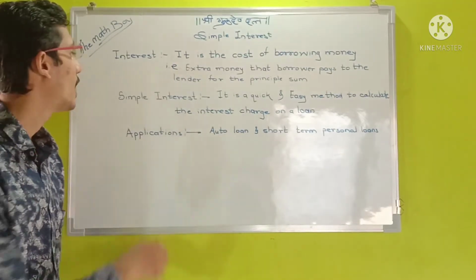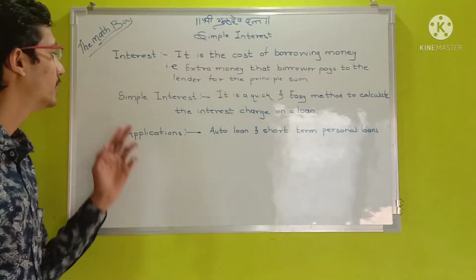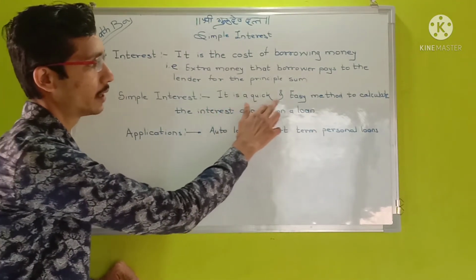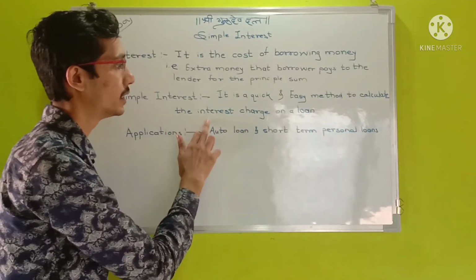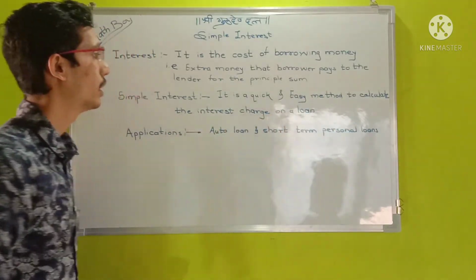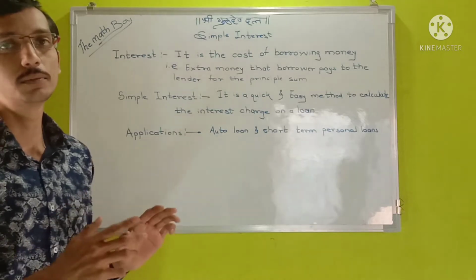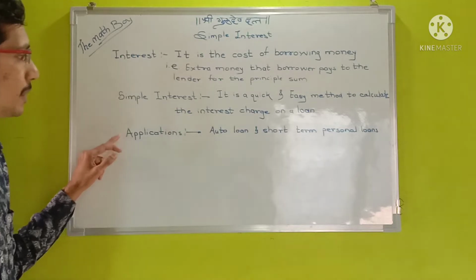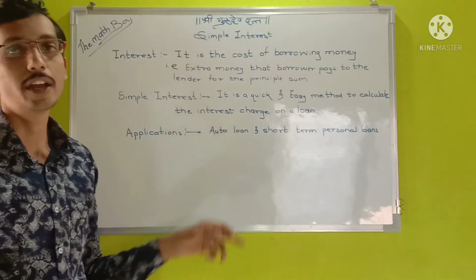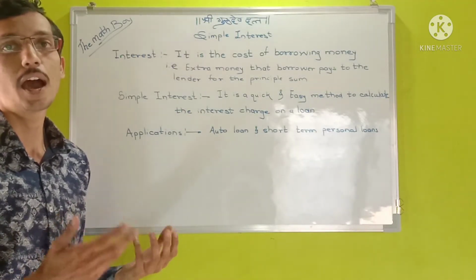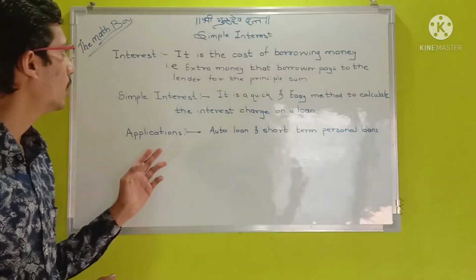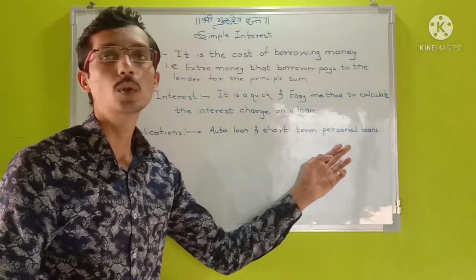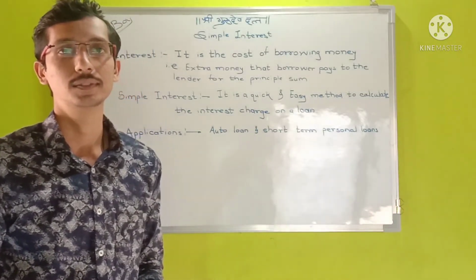Now, simple interest. Its name indicates it is simple. It is a quick and easy method to calculate the interest charged on a loan. Simple interest is the easiest method to calculate interest. Then where is it used? Its application is in auto loans. That means when we take car loans, we have to pay simple interest. Also, every short-term personal loan is simple interest.